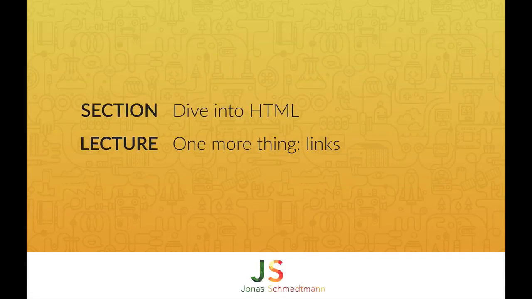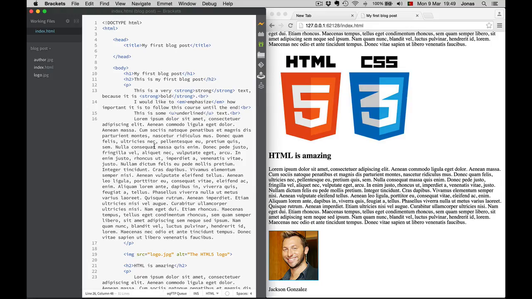So far, we have placed headings, paragraphs and images on our blog post web page. Another very important thing in web pages are links. So let's go back to the little web page that we were playing with. So, links are defined with the A tag, which stands for anchor. And we use the href attribute to tell the browser where the link should take us.